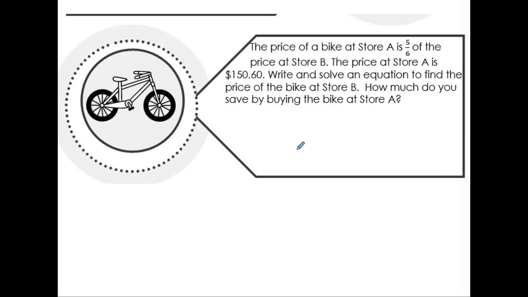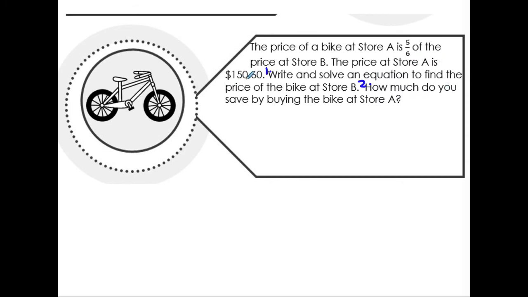All right, let's look at our next problem. The price of a bike at store A is 5/6 of the price at store B. The price at store A is $150.60. Write and solve an equation to find the price of the bike at store B, and then how much do you save? So really they're asking us to do two things, write and solve the equation, and then figure out how much do we save.